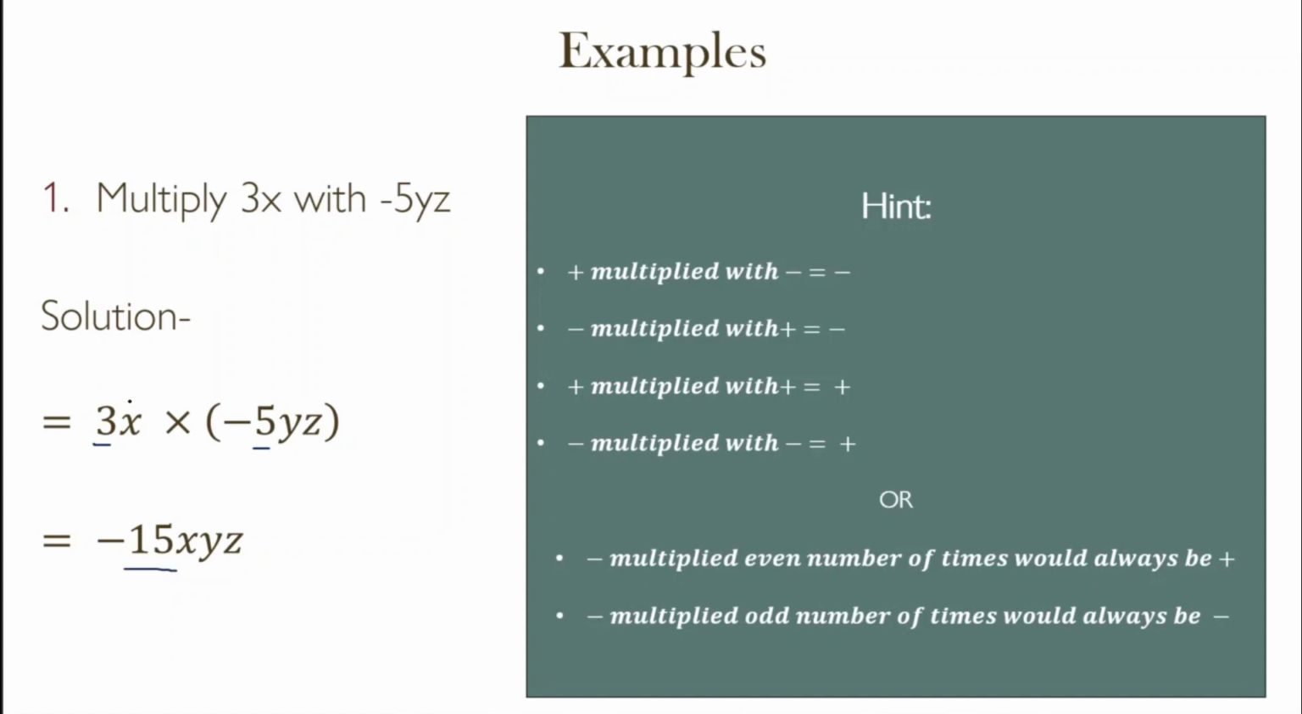Now at the end we multiply the variables. There was an x multiplied with yz. Whenever variables are different and you are asked to multiply them, we simply write them together. x times yz means xyz. It means it is x times y times z. That's how we write the variables. I hope it's clear to you. Let's look at one more example.